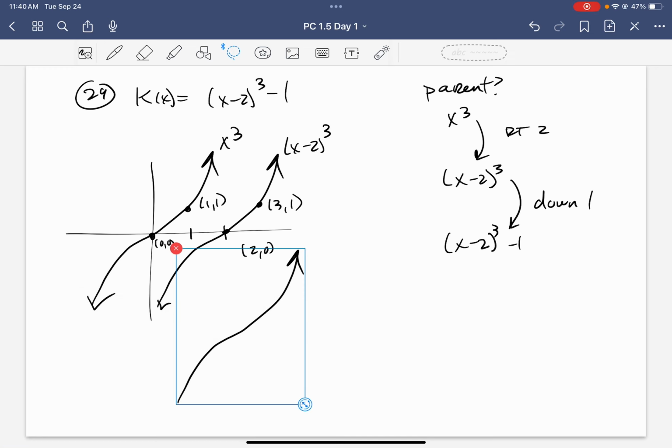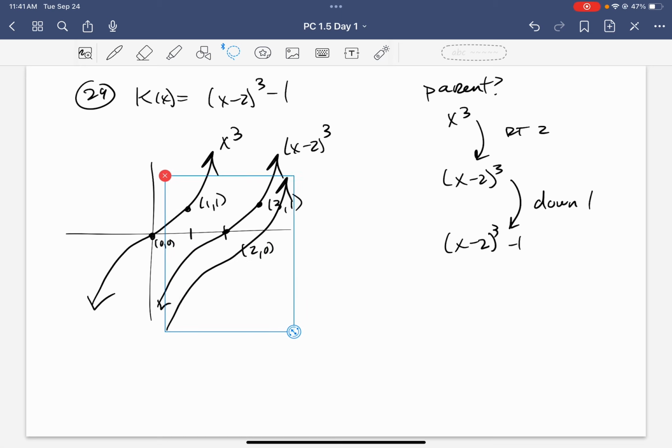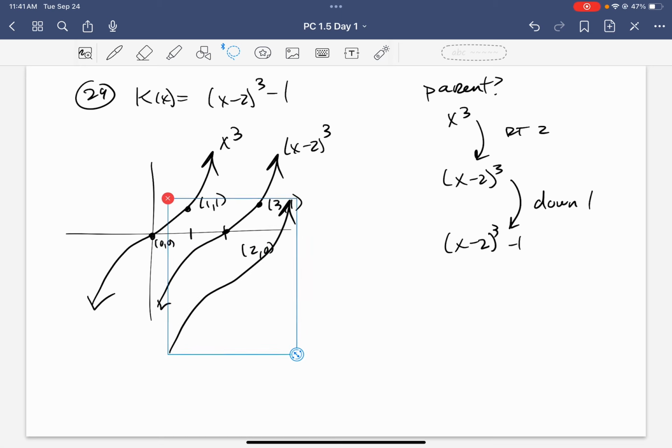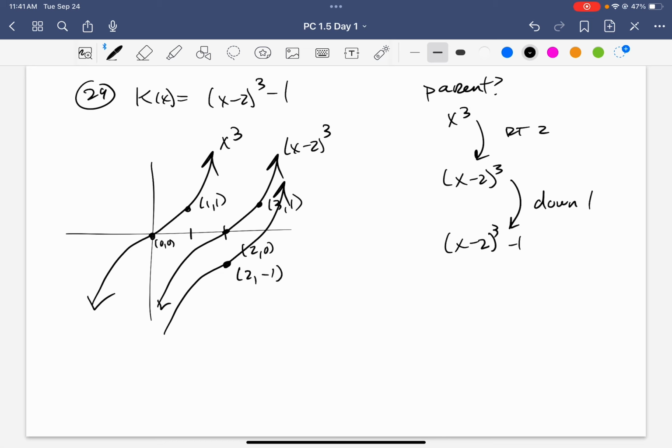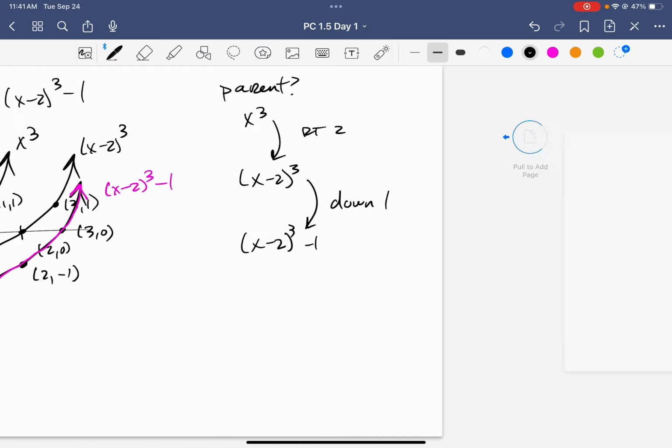Well, then I'm going to move the whole thing down 1. Okay, so it's going to look like that. I move the whole thing down 1. Then instead of 2, 0, I'm going to have 2, negative 1. And instead of 3, 1, I'm going to have 3, 0. And so that last one right here is going to be your final function, x minus 2 cubed minus 1. And that would be 29.